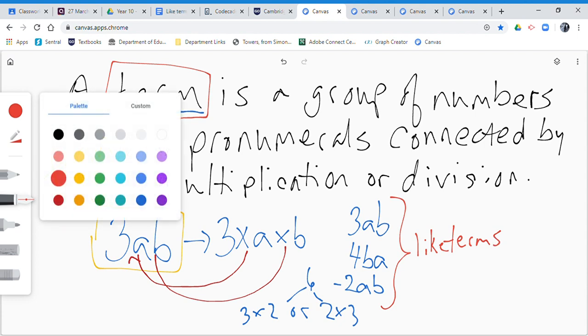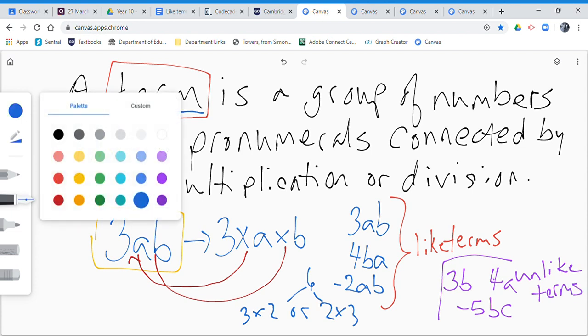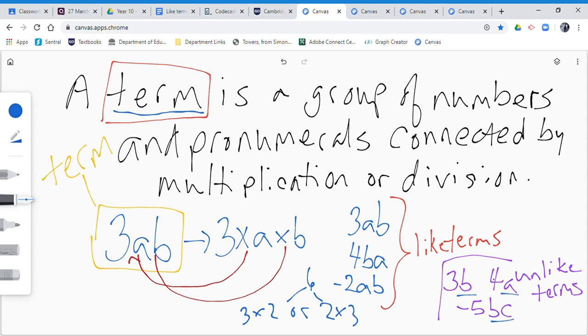An example of something that's not a like term, and these would be not examples of like terms, would be if I gave you 3b or 4a or negative 5bc. These are all unlike terms or not like terms. You can see all of their pronumerals are different from each other, b, a, and bc. And they're also different from our example that I've given you as well.